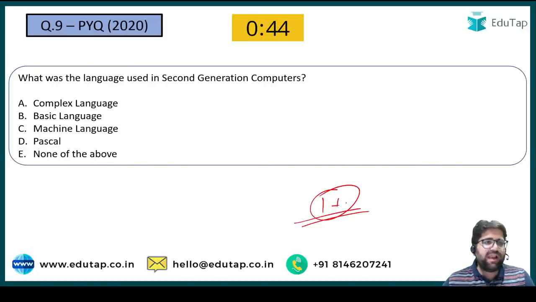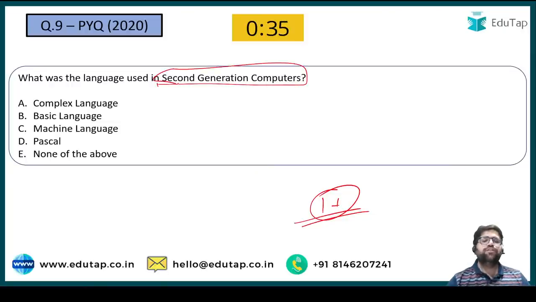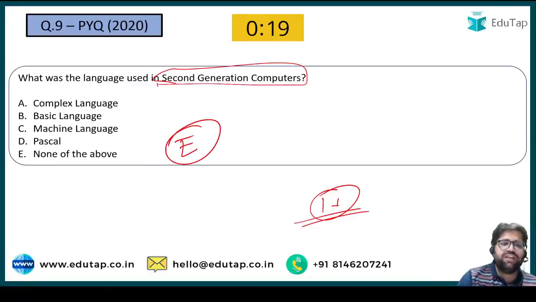Who will be giving me the right answer of question number 9? What is the language which has been used in the second generations of computer? Again, I'm focusing on the languages and technology, because there has been a very heavy weightage on these components. Pascal, I can see one wrong answer in the chat box. So this is what laziness is all about. Yes, Albert has gone with the right answer. It's E, my friends, none of the above.